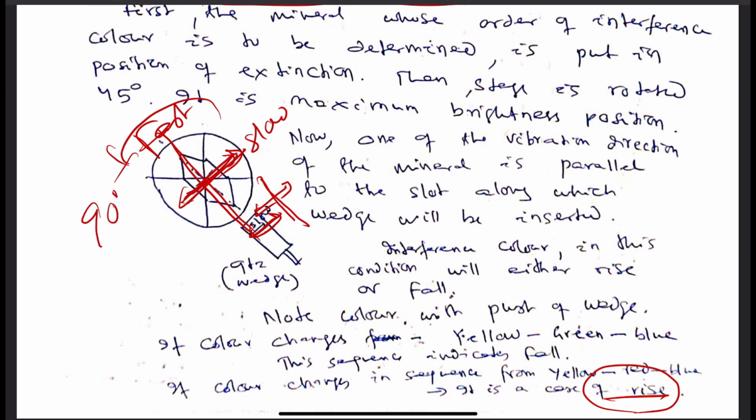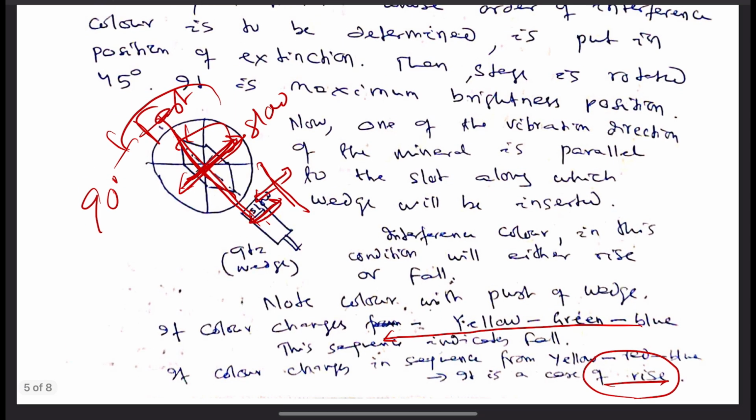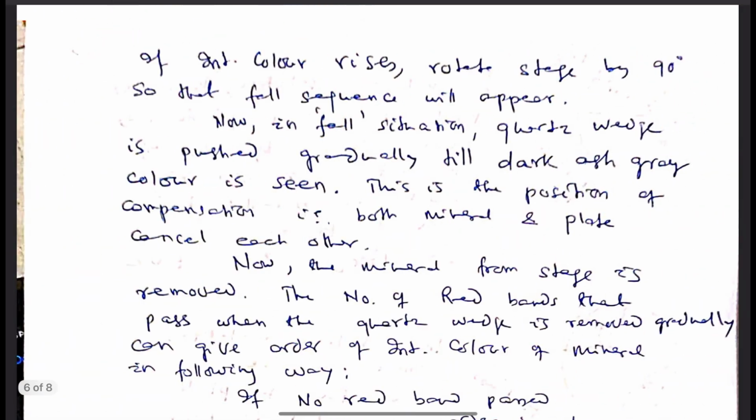If this is slow, now this will come to here. Now fast will become parallel to slow. So there will be fall. The color will gradually go down like this till it reaches gray, dark gray of first order. It will reach the dark gray.